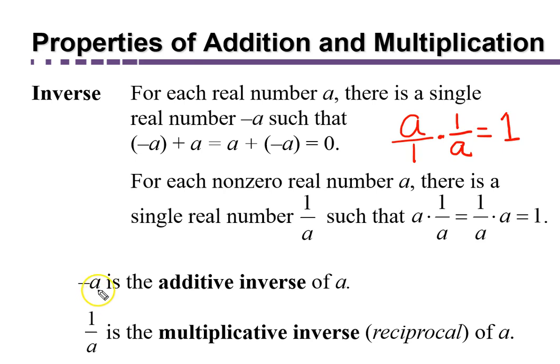So here they have it summarized. Negative A is the additive inverse of A, which remember will equal 0. 1 over A is the multiplicative inverse, that is the reciprocal of A, and it's really over 1. We just don't write that 1 by convention. All right, a couple more rules. We'll be using some of those in the future.